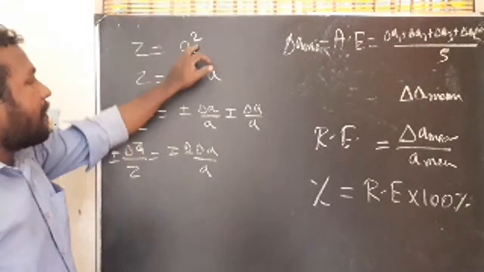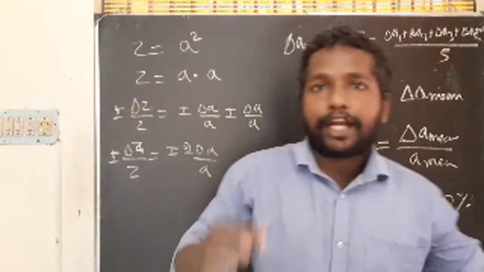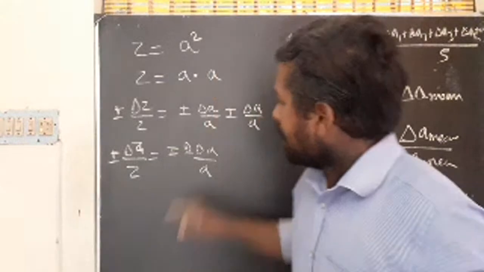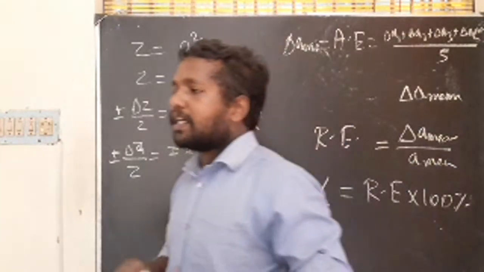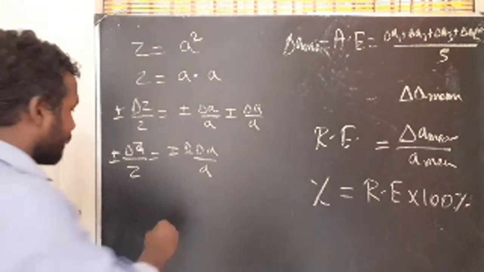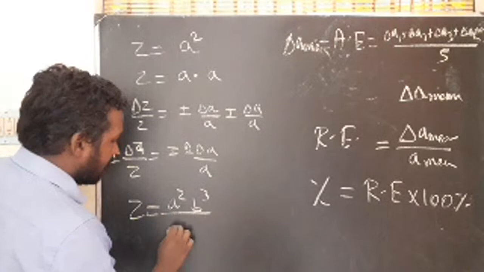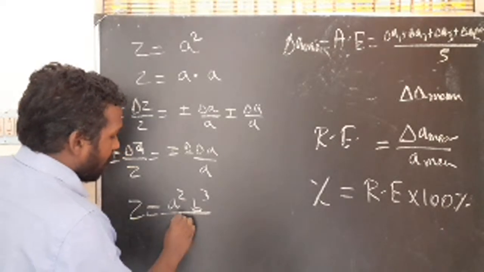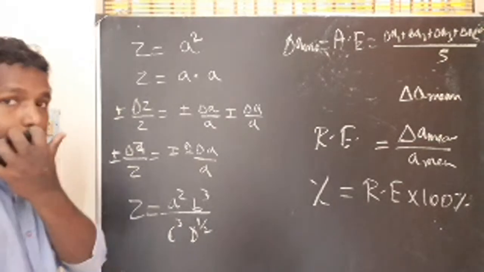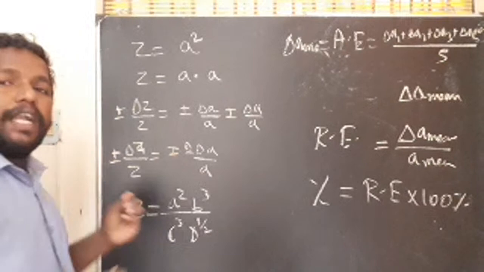When there is a power, like square, cube, or power 4, you can write that number in front of the original value. See here, I have another example. Z is equal to a square b cube c power 3 and d power 1 by 2. How am I going to do the error? a has 1%, b has 2%, c has 3%, d has 4% error.